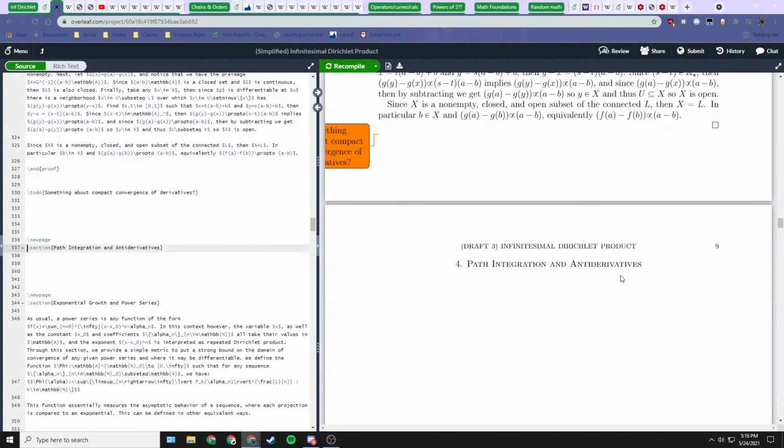In order to define them, we'll be doing path integrals. This is similar to complex analysis, where there's a notion of path integration. You'll have some path, which is a function with its domain being the unit interval, for instance.